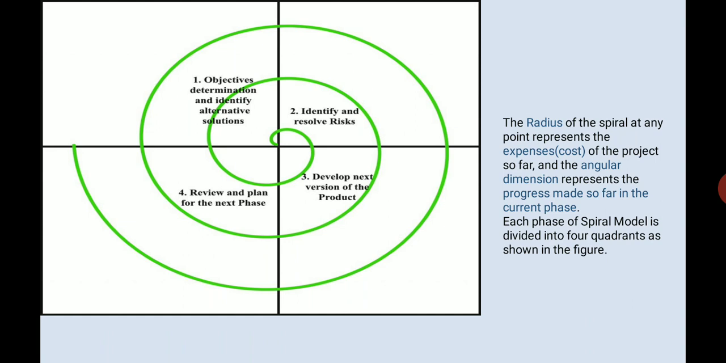You know the radius of this spiral at any point of time. If I start going radially along the axis, then this radius will give me the cost of the project. That is, up till this phase, this is the amount of expenses that I have spent on my project.